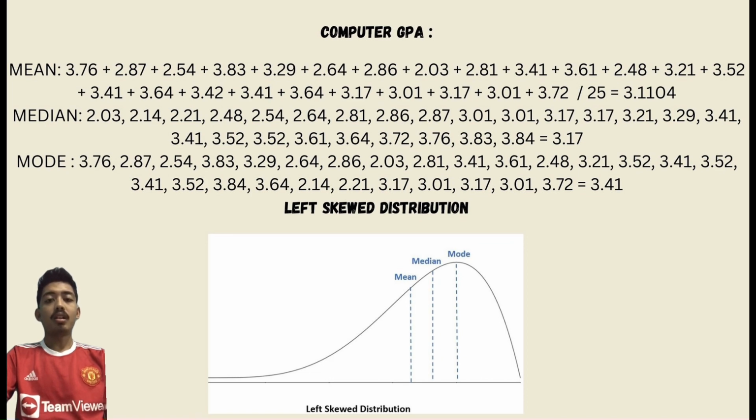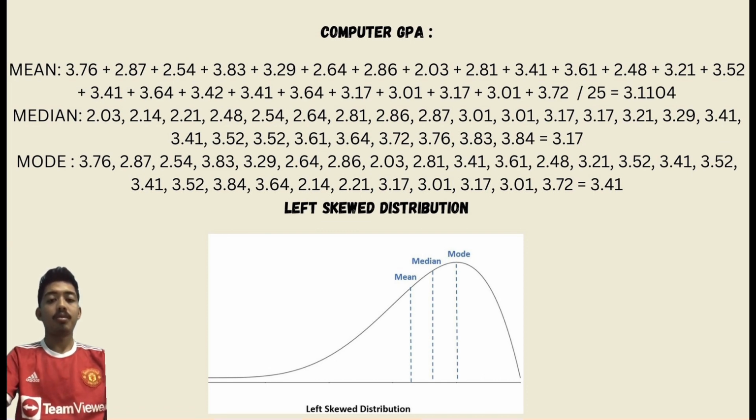Next, the computer GPAs. The mean for computer GPAs is 3.1104. The median for computer GPA is 3.17. The mode for computer GPA is 3.41, and this is the left skew distribution for computer GPAs. So that's all from me.